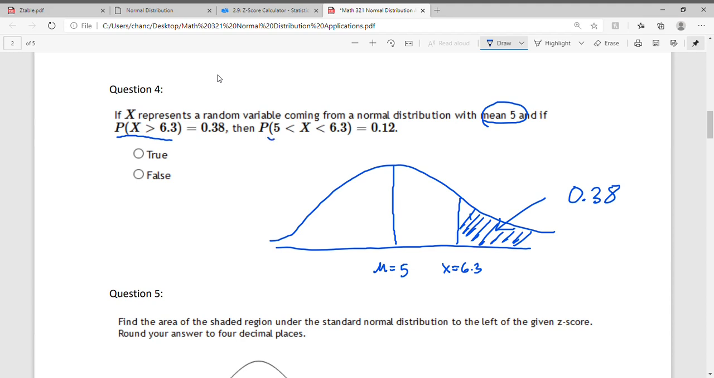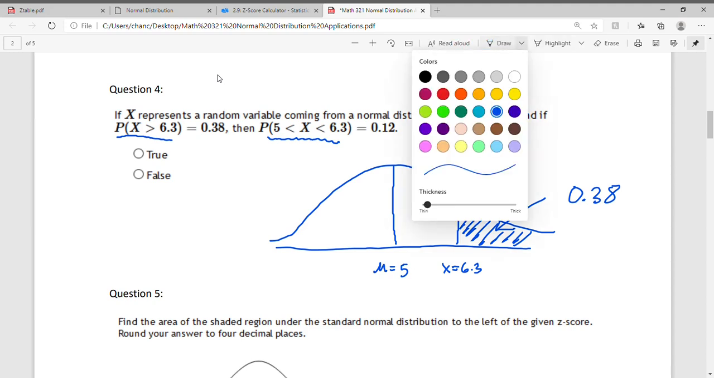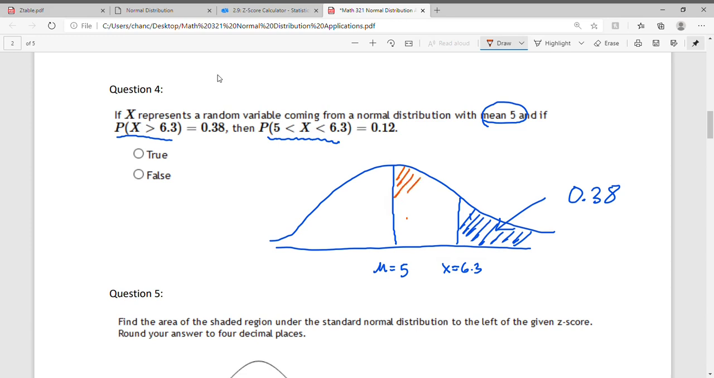Now we want to check to make sure that the area between 5 and 6.3, that's this area here, is 0.12. Now remember, the 5 is right in the middle, so this is 0.5. How do I know it's 0.5? Halfway is 50%, so this has to be 0.5. And it's given that the right side is 0.38. So think about it for a moment. What does the area in the middle have to be so that the total is again equal to 1?